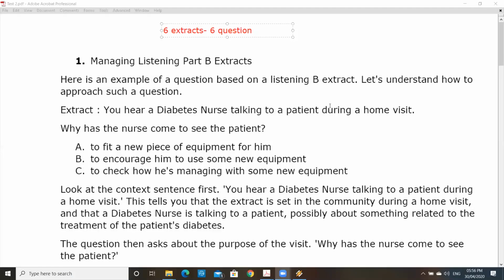So when it comes to looking at listening part B questions, you should be aware about the different types of questions that you can come across, because the strategy that you would need for different types of questions will be different. Okay. So what are the common types of questions that you get in the listening part B test?